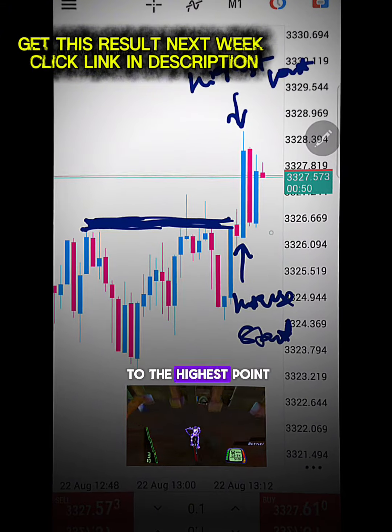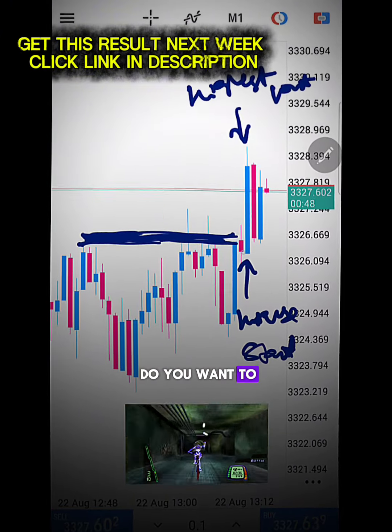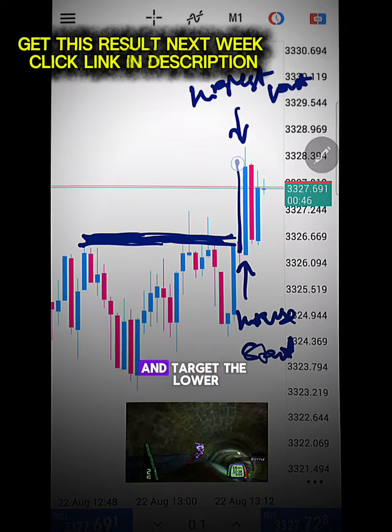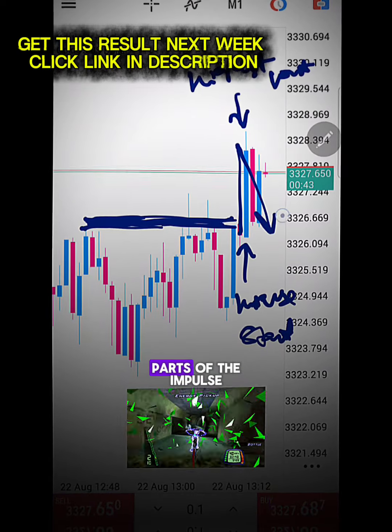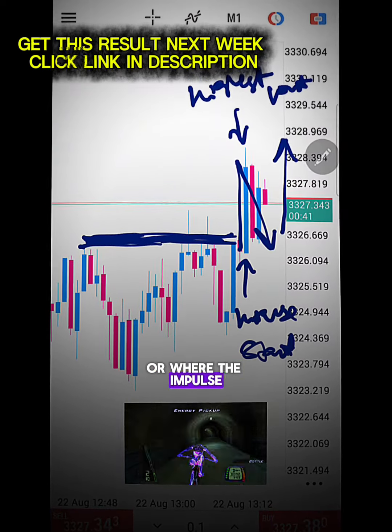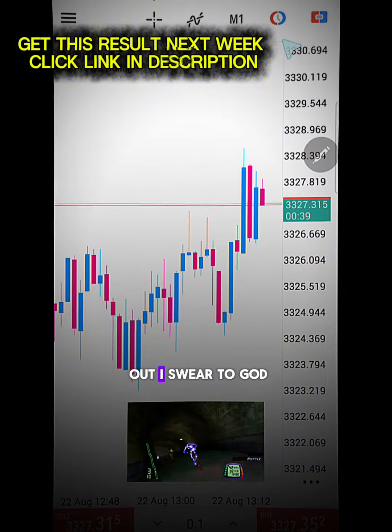So when price gets to the highest point, what do you want to do? You want to quickly sell and target the lower part of the impulse, or where the impulse started from, and you will cash out. I swear to God.